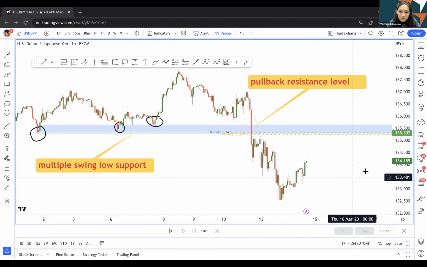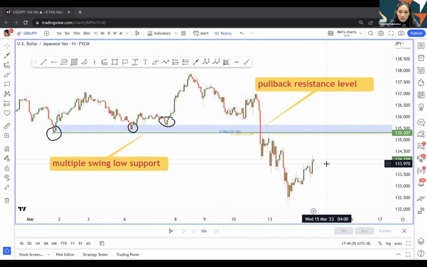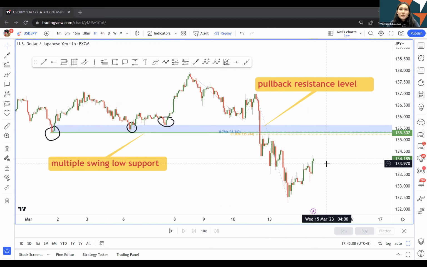Are there any questions? Let me check. Okay, no questions. So that's basically how you make use of Fibonacci levels in order to find a confluence level. So another way of getting confluence is by using indicators.